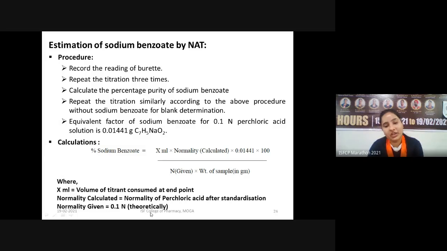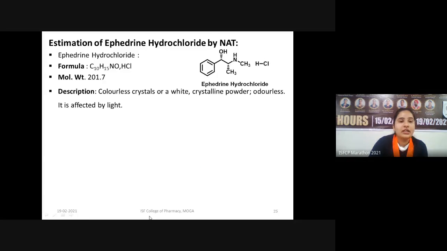Next is the estimation of ephedrine hydrochloride. How is the estimation of ephedrine hydrochloride done? We will be discussing that.